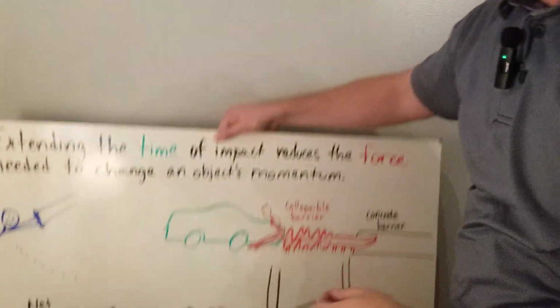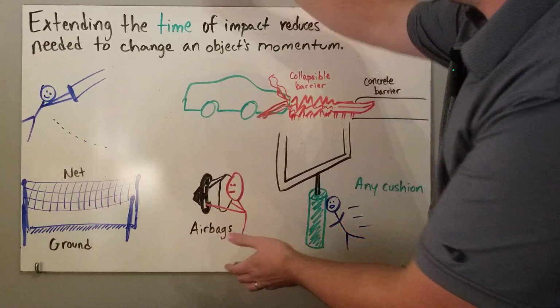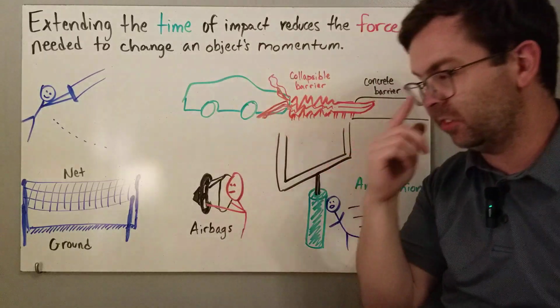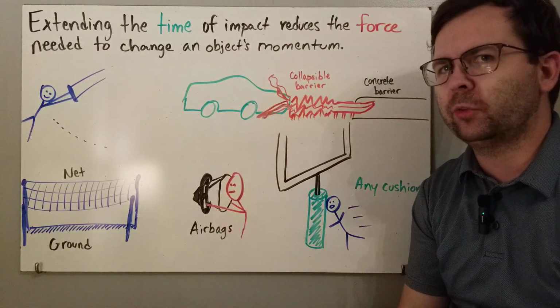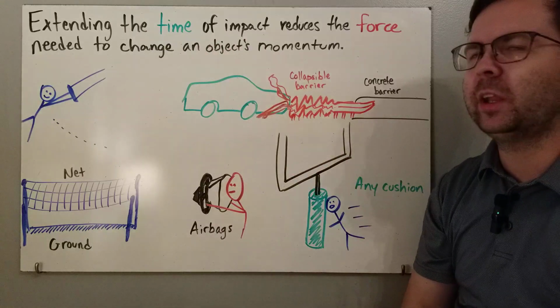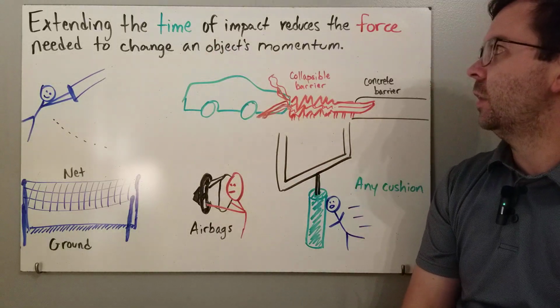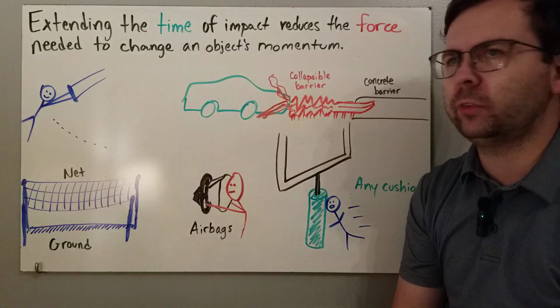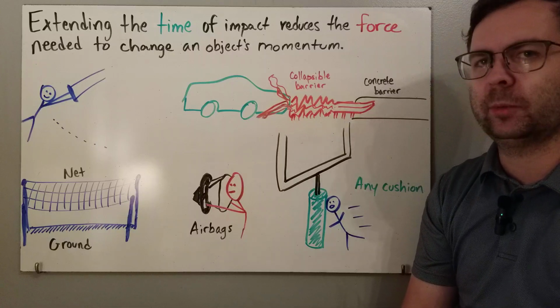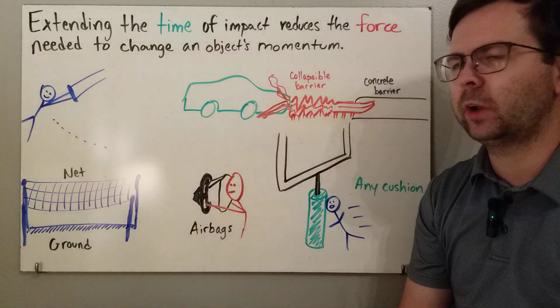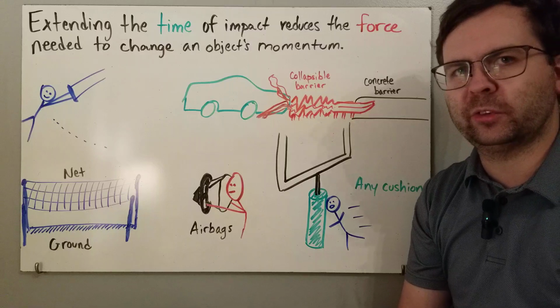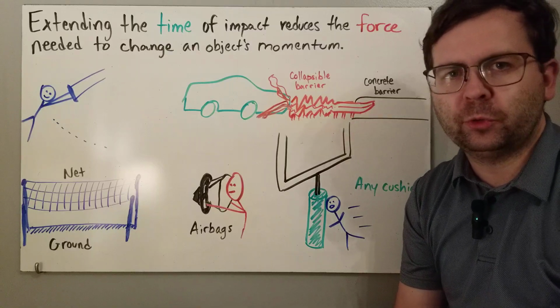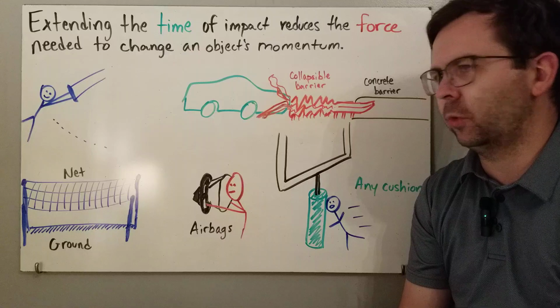All right, let's look at another example. Actually, let's look at a few examples of this. It's a very big idea in our modern technology, using this idea of impulse and momentum change. If you can extend the time of impact, then you can reduce the amount of force needed to change an object's momentum or to stop an object. So if you can find a way to extend the slowdown time, then it reduces the amount of force that's required to slow the object down.